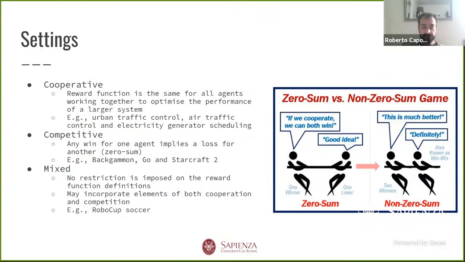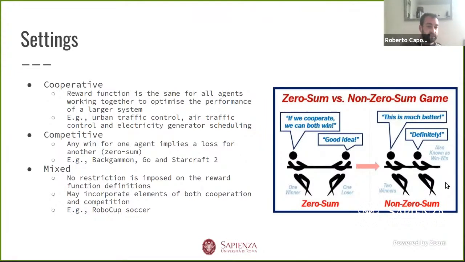The competitive setting is that of typical games like backgammon, Go, StarCraft, or other games, where basically if an agent wins, then this implies the loss for another one. So this is a zero-sum game. If I win, you lose. And this is exactly what is described here. So one winner, one loser. In non-zero-sum games, we are in a cooperative setting, for example, where they are in a win-win situation.